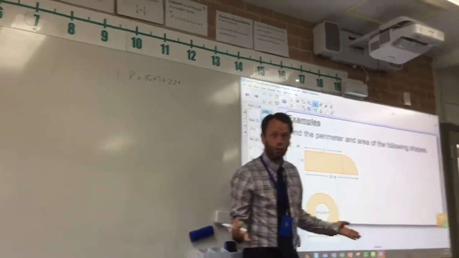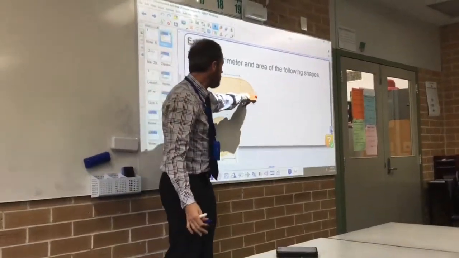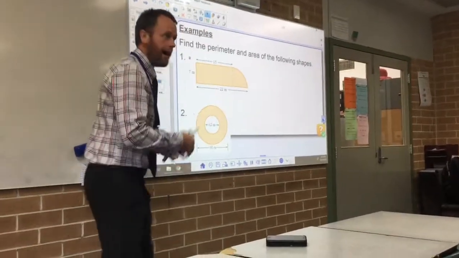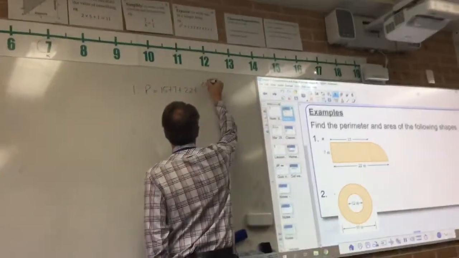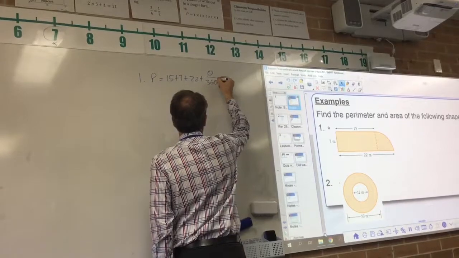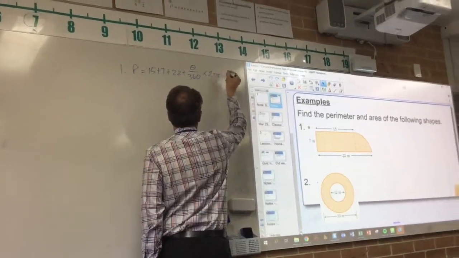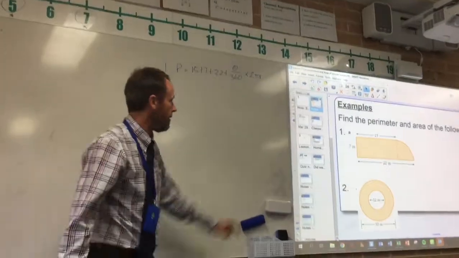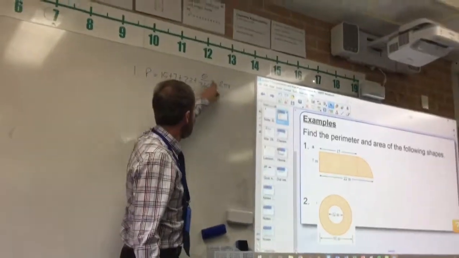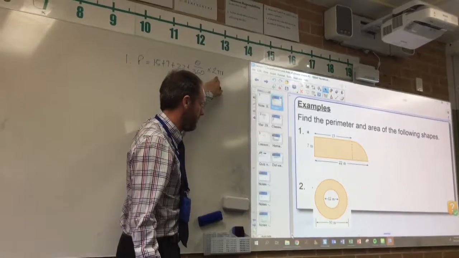Now I said it's a quarter, but I want you to use that arc length formula. So it's theta over 360 times 2 pi r. Remembering that is the circumference. So we're finding that fraction of the circumference.